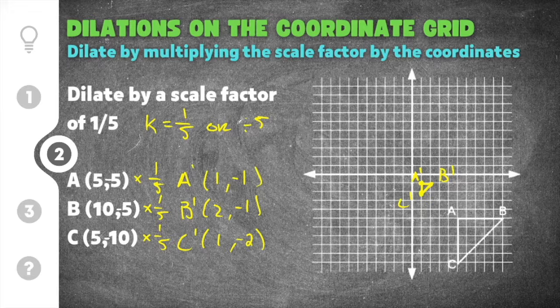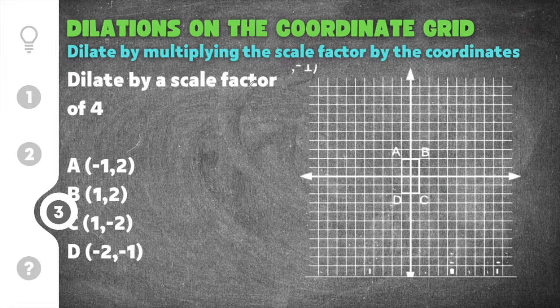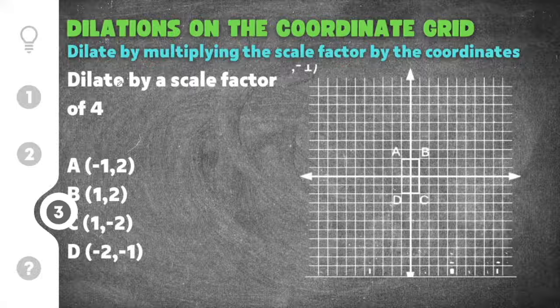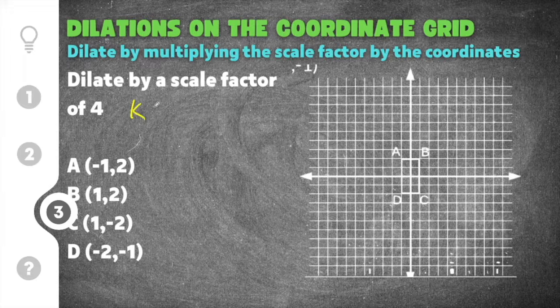And finally, our last practice problem tells us to dilate by a scale factor of 4, and it gives us 4 coordinates, A, B, C, and D. You can see it's already graphed on our X and Y coordinate plane, A, B, C, D. And the scale factor is 4, which means we're going to multiply everything times 4. Now, 4 is greater than 1, so I know the shape is going to be bigger than the original shape.